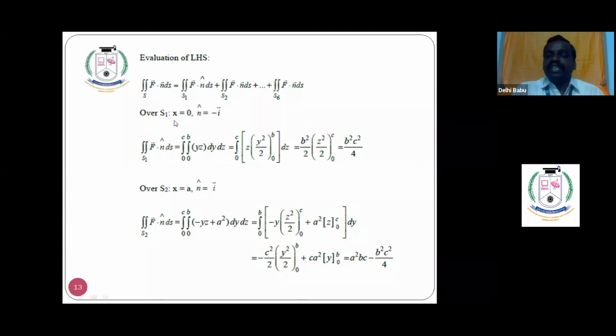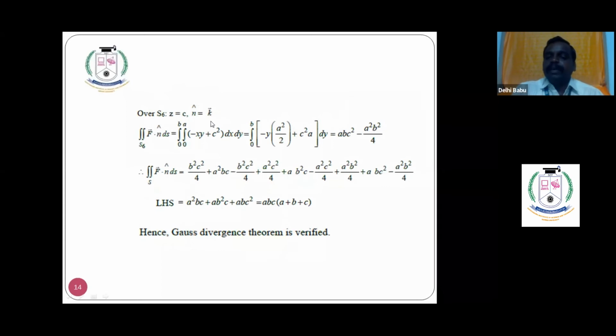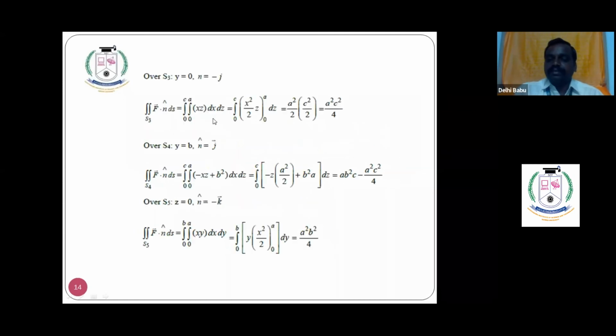In the first surface x equal to 0. So when x equal to 0, the unit normal is minus i. When x equal to some quantity like a or b or something, then n cap equal to plus i, the x axis, that's why plus i. Similarly, when y equal to 0, then n cap is minus j. When y equal to some quantity, then n cap equal to plus j. And z equal to 0, then n cap equal to minus k. And z equal to some quantity, then n cap equal to plus k. So this is your n cap, that means the unit normal vector.